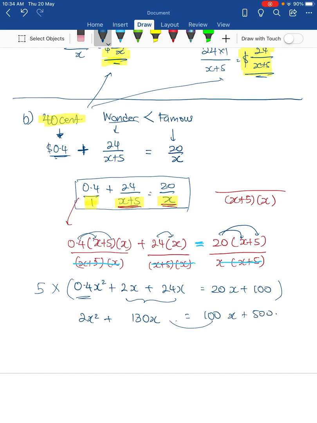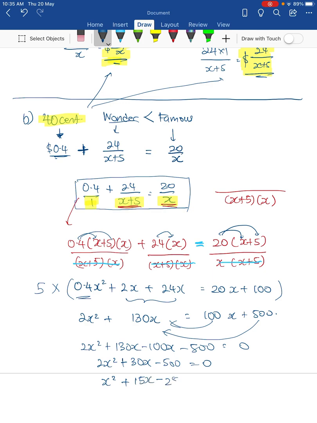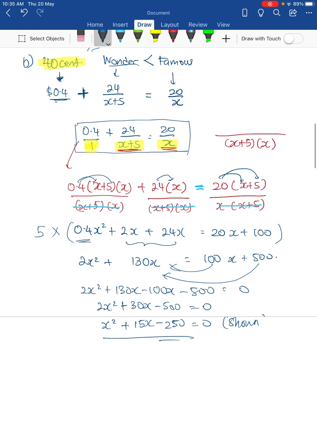Then I will bring across this, so it will be 2x squared plus 130x minus 100x minus 500. And it will be 2x squared plus 30x minus 500 equals 0. And we can reduce, divide by 2, equals 0. So answer, this is shown. So this is how we form the equation. That's for part B.